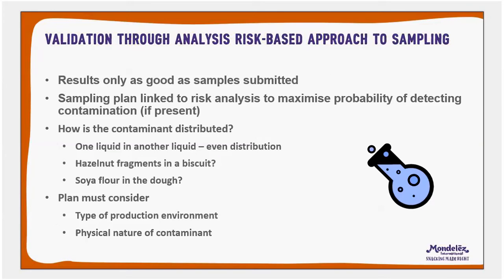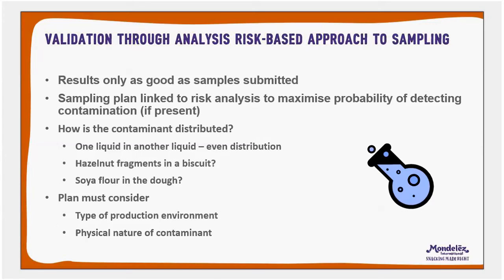So when we think about how we take samples and how many we take, everything has to be based on risk. The samples that you take are really critical. The results will only be as good as the right number of samples and where you've taken them from. So your sampling plan should be linked to the risk analysis, because the whole point of this is that you are trying to maximize the probability of detecting the contaminant if it is present. So you have to really think about how the contaminant is going to be distributed. And once you understand a bit more about that, that's going to help you decide how many samples to take and where you take them from.